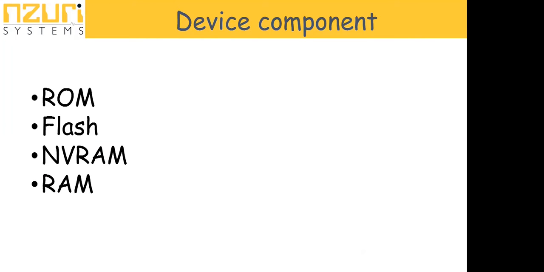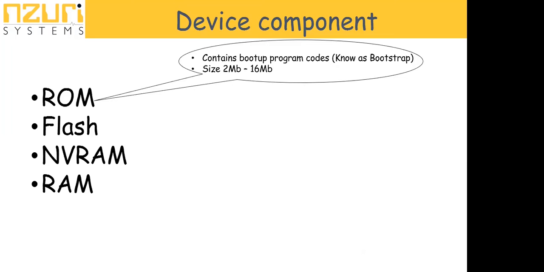Now, what role do these things play inside a PC? The ROM, first of all, contains what we call the boot up program codes, or usually known as the bootstrap. Okay. Now, this bootstrap is basically the very first piece of code that runs when you start up your router. When we do the process, we should see it. Now, the size of this ROM is usually between 2 megabytes to 16 megabytes.